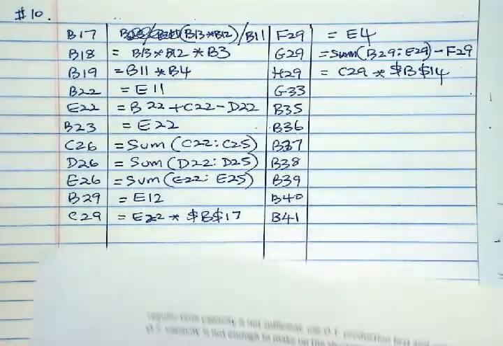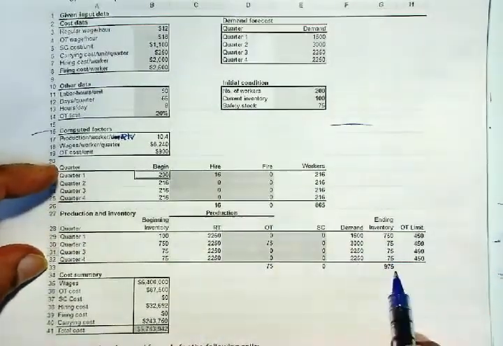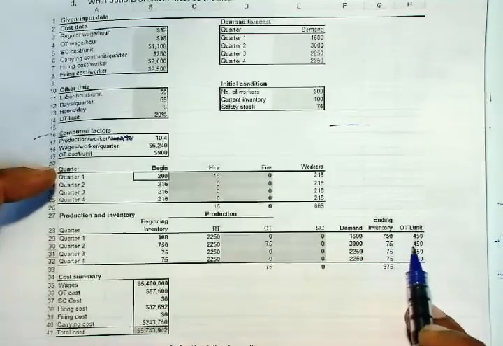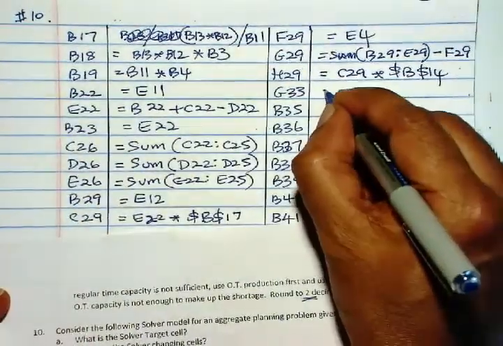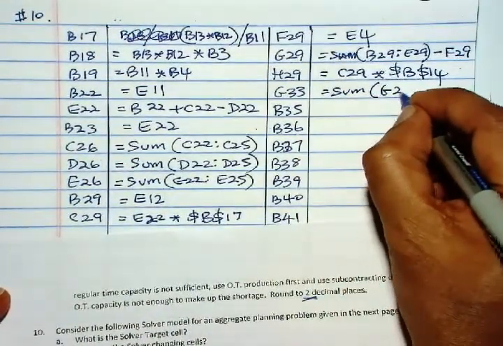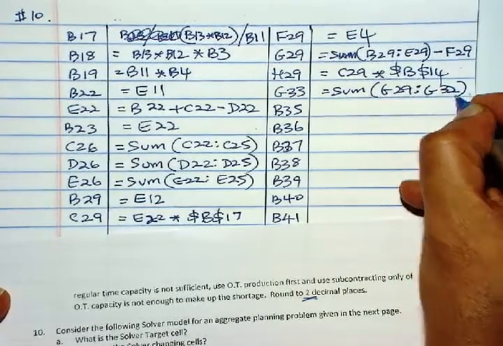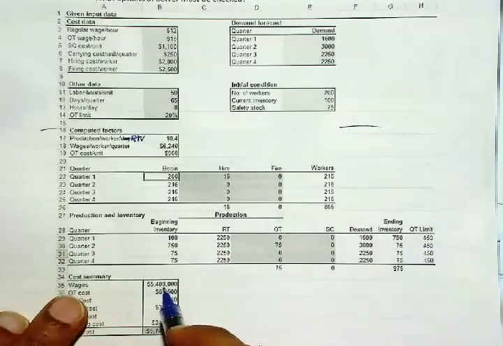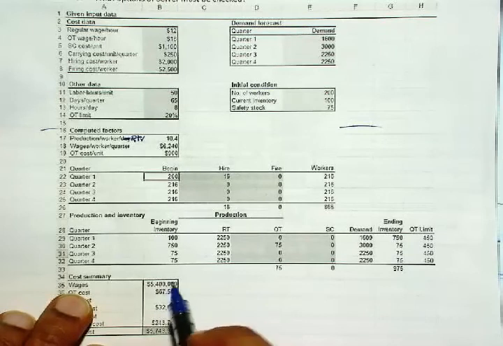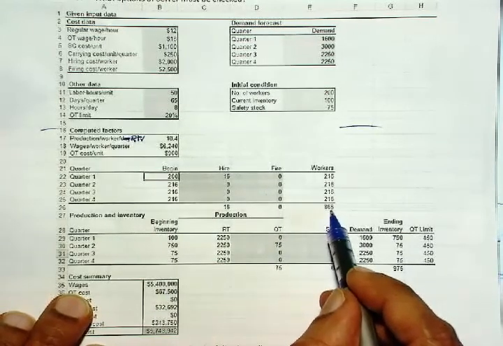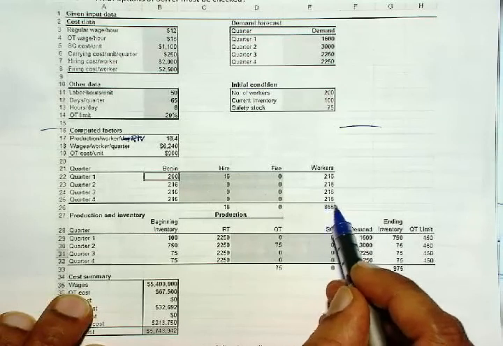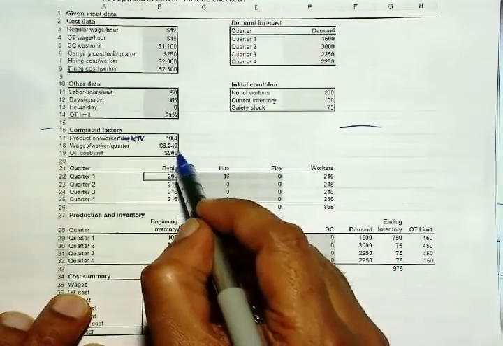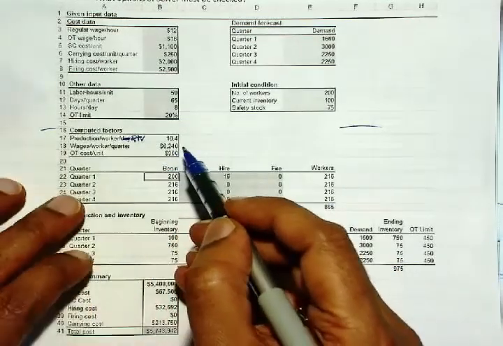Next is G33. G33 is the sum of ending inventory, so that is sum of these four cells, G29 through G32. So this is sum of G29 through G32. Next is B35. So B35 is wages, total wages. Now here we have the total number of workers who need to be paid, worker quarters, that times the wages. So it will be E26 times B18.